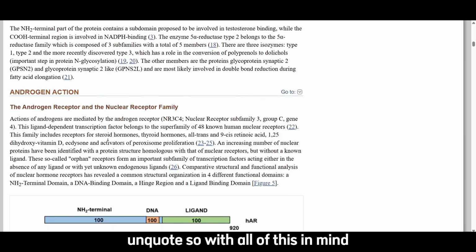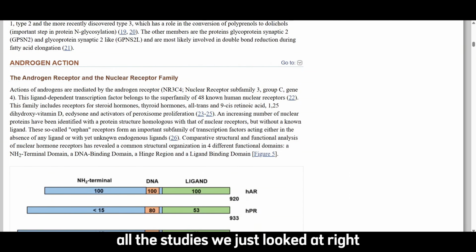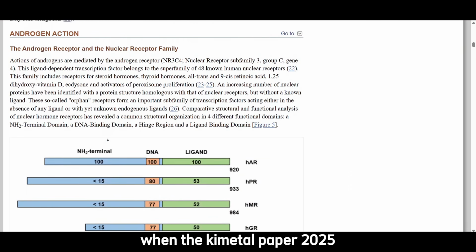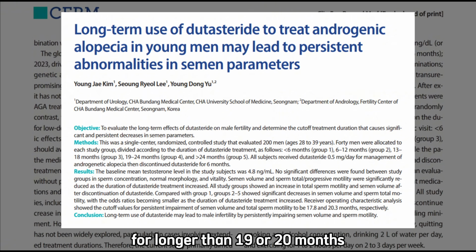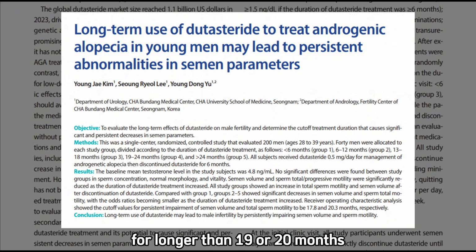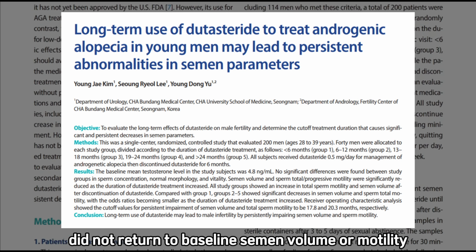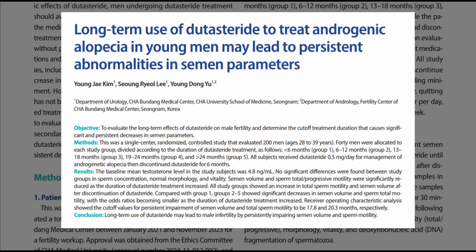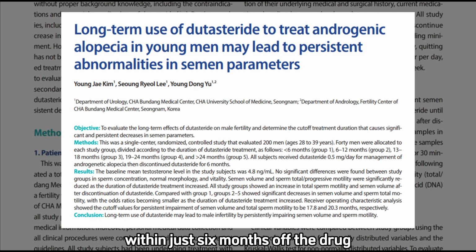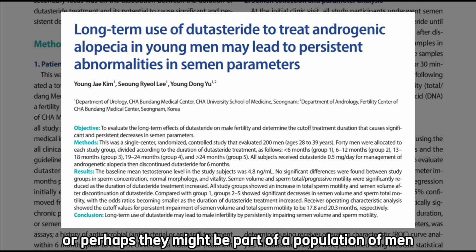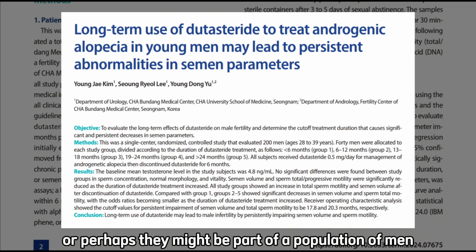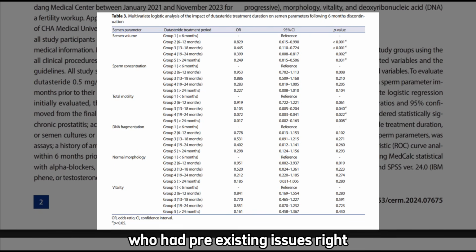So with all of this in mind, all the studies we just looked at, right? When the Kim et al. paper, 2025, observed that men on dutasteride for longer than 19 or 20 months did not return to baseline semen volume or motility within just 6 months off the drug, we can either say that these men need more time, or perhaps they might be part of a population of men who had pre-existing issues, right?